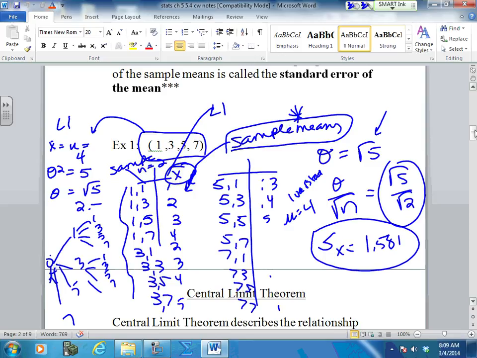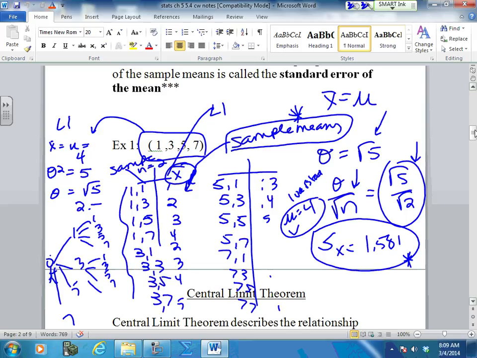After we took your sample means, we put them in your calculator and figured out what your standard deviation would be. Your mean is going to come out the same. If you added all of these pieces up and divided by 16, your mean would come out to be 4, which tells us that your sample mean is the same as your population mean. What's going to be different is your sample standard deviation. That's going to be this formula, a new formula for us.